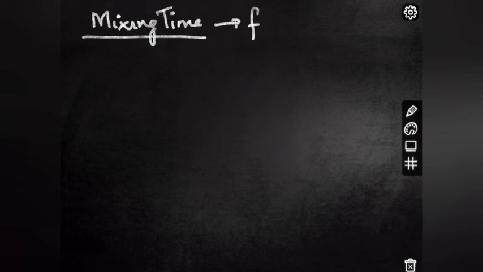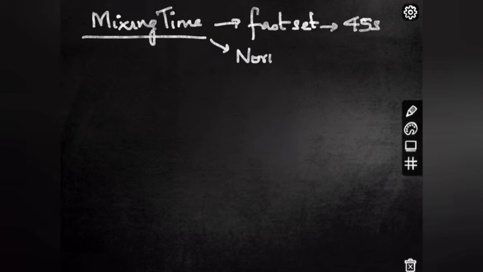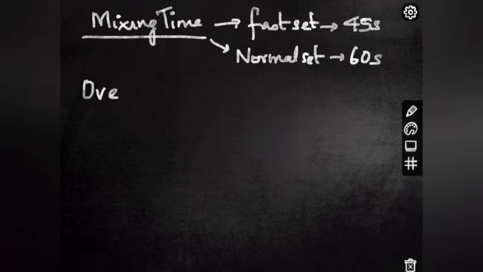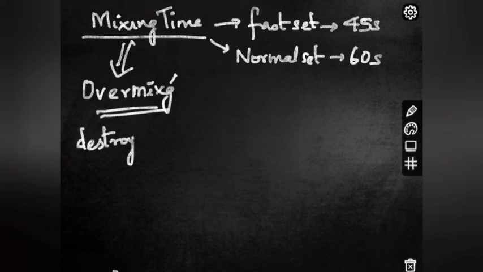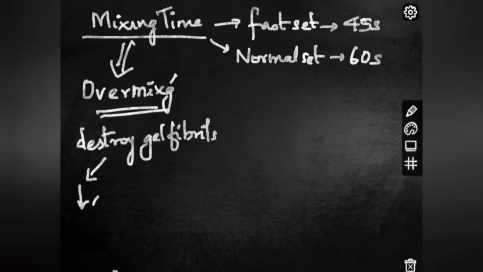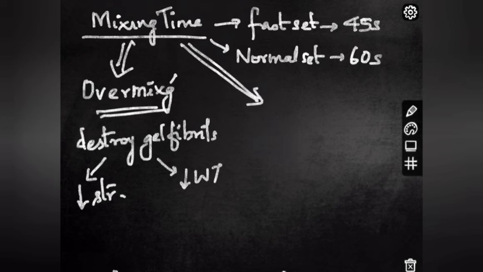So now let's see what the mixing time is. The mixing time for a fast set alginate is 45 seconds, and for a normal set alginate it is 60 seconds. If you over mix it, you are going to destroy the gel fibrils. This is going to decrease the final strength of the set material. And again, over mixing also decreases the working time.